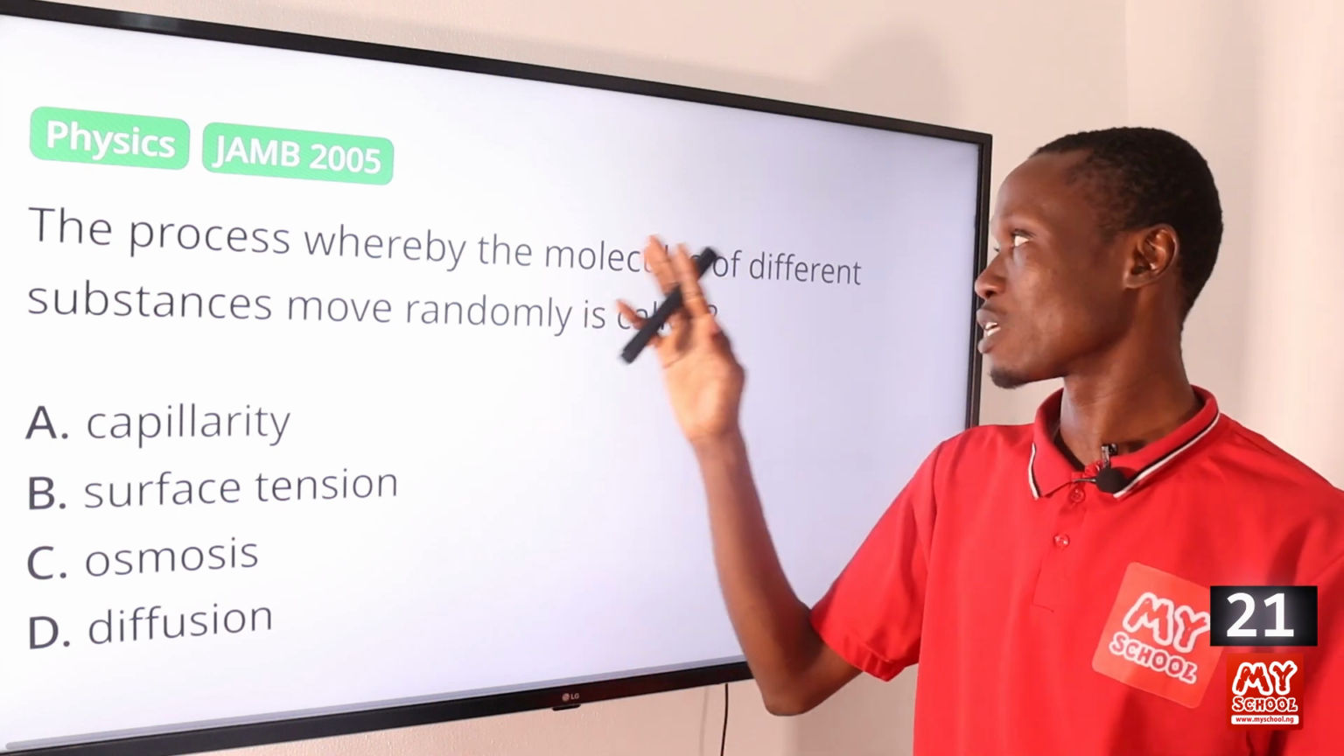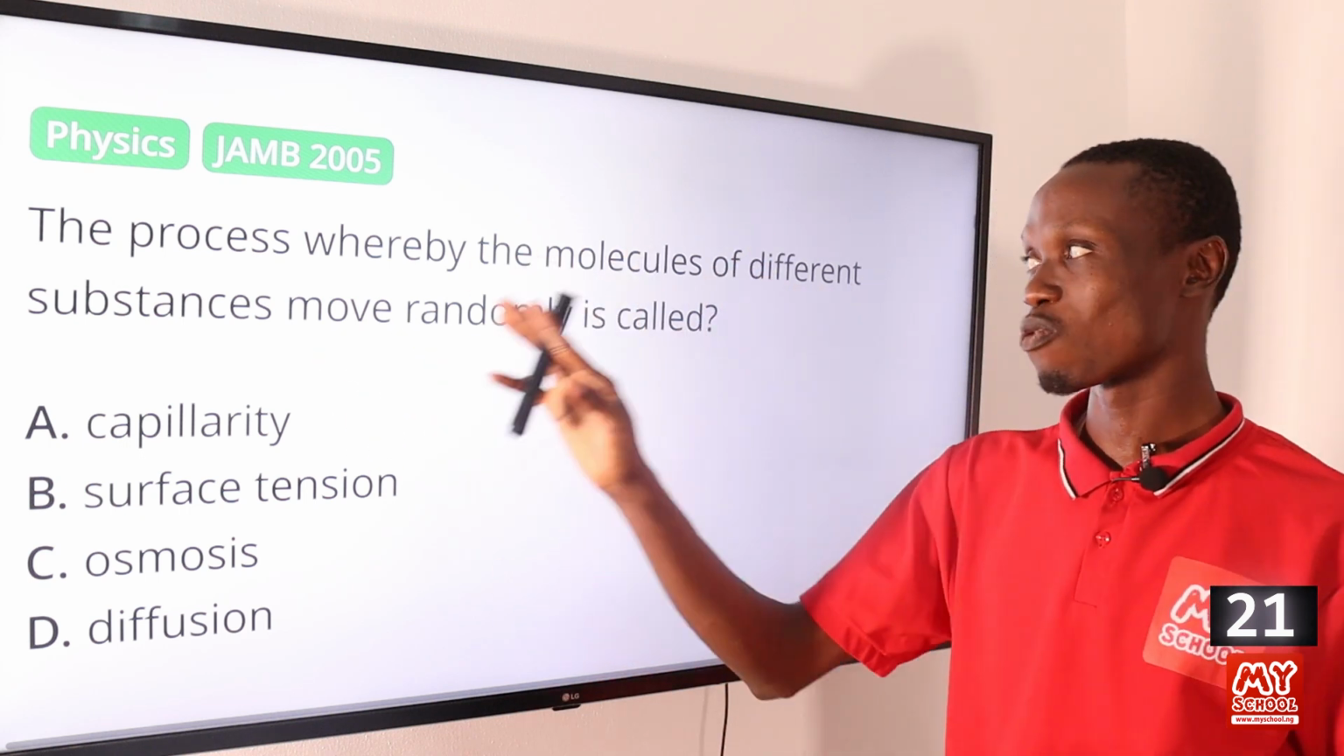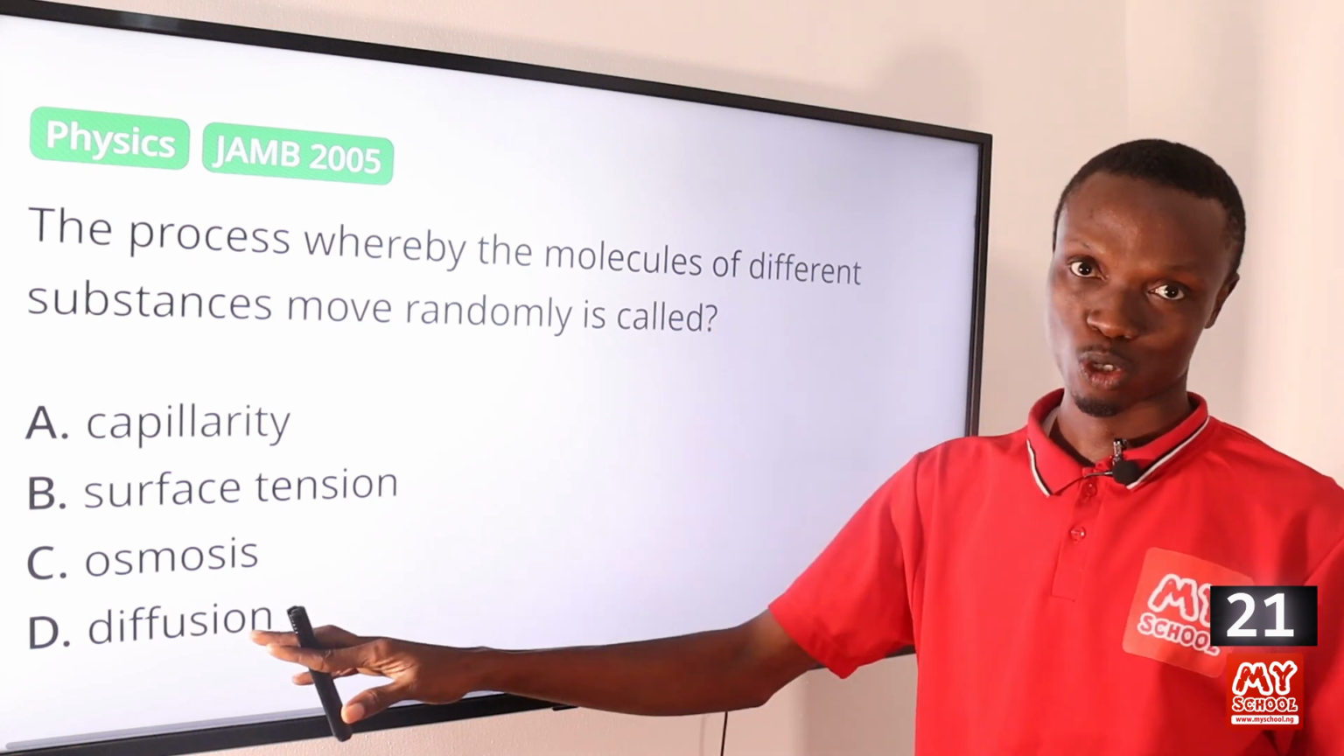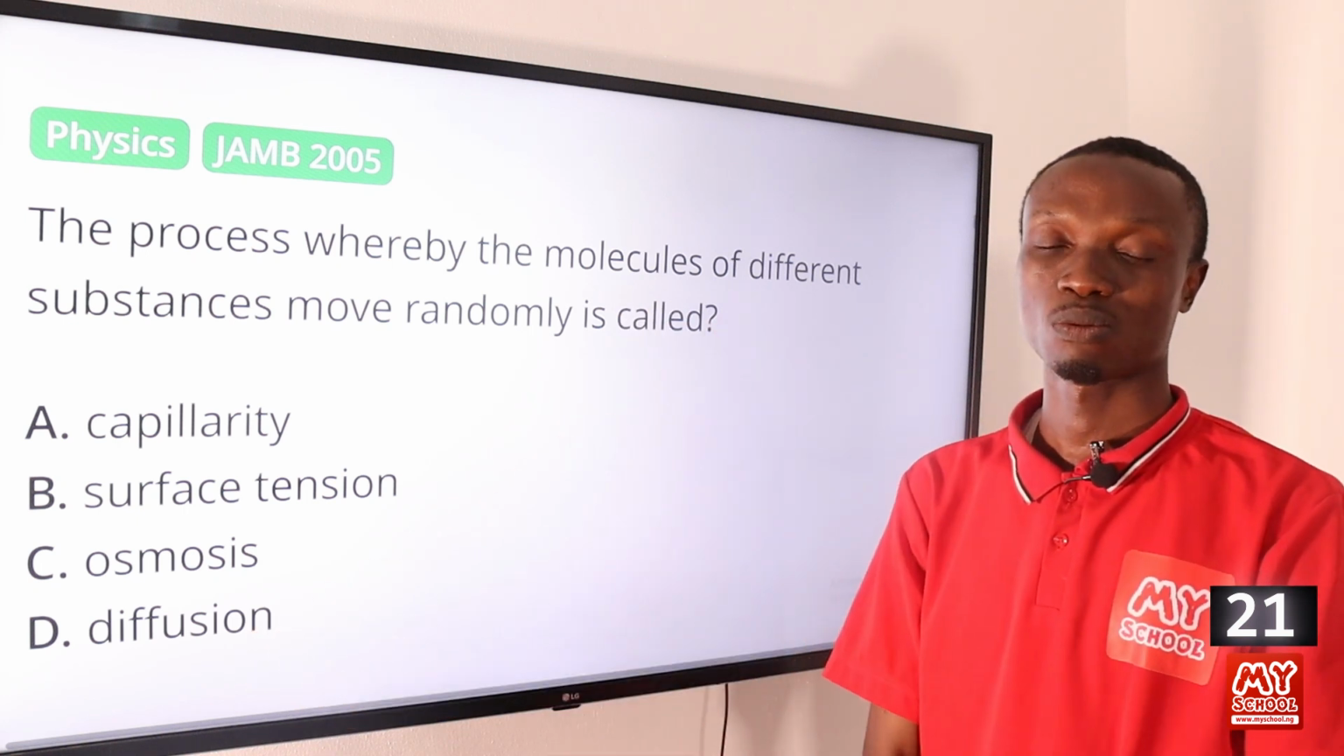Okay, the process whereby the molecules of different substances move randomly is called diffusion. So D is the answer to this question.